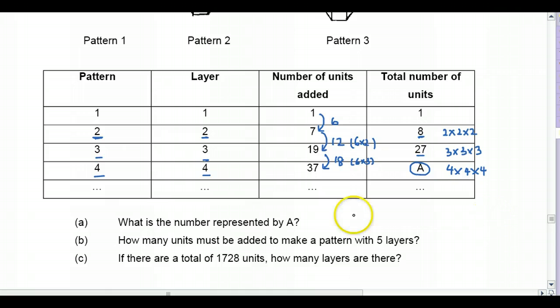Now let's look at how many units must be added to make layer number 5. I know that from this to this is 6 times 4, which is plus 24. So layer 5, which is pattern 5, I must add another 24. So 37 plus 24, I will get 61.